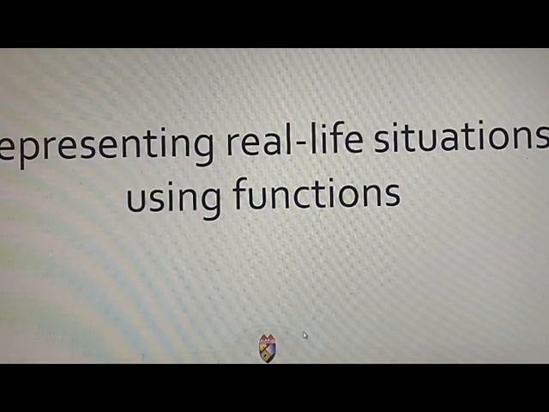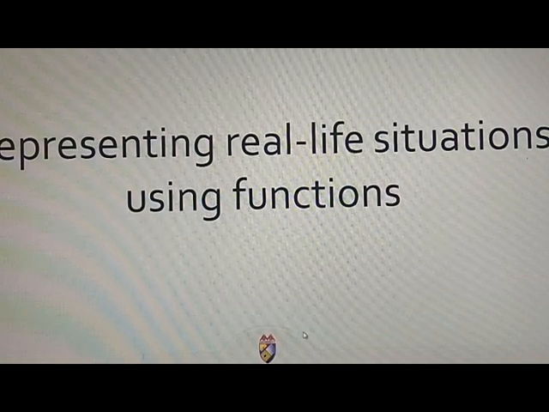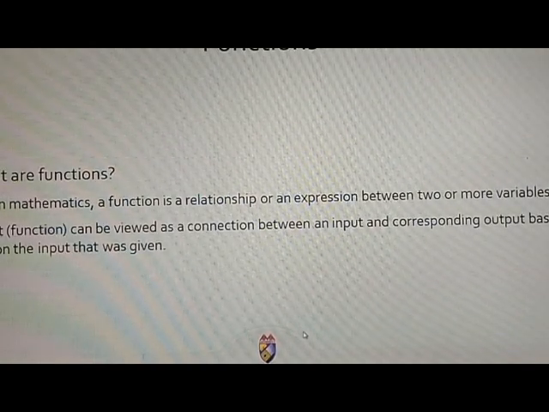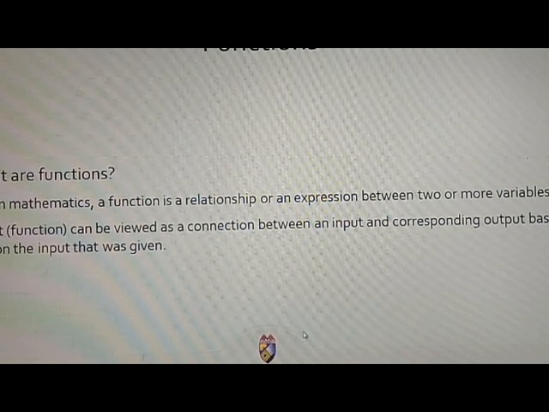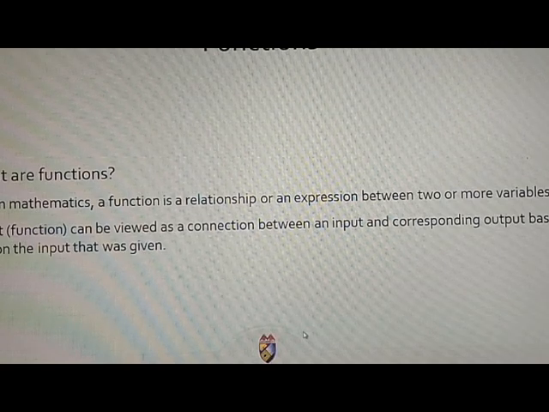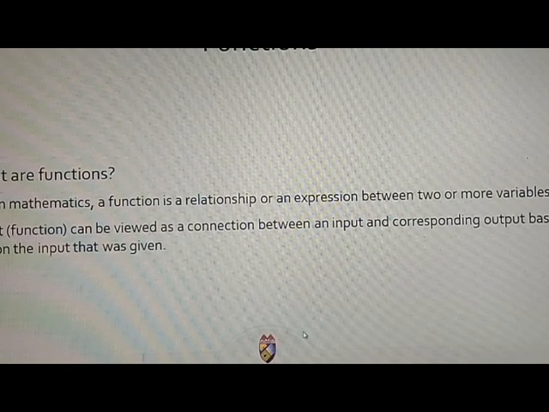Okay, representing real-life situations using functions. So first, what are functions? Okay, so in mathematics, a function is a relationship or an expression between two or more variables. So it can be viewed as a connection between an input and a corresponding output, based on the input that was given.